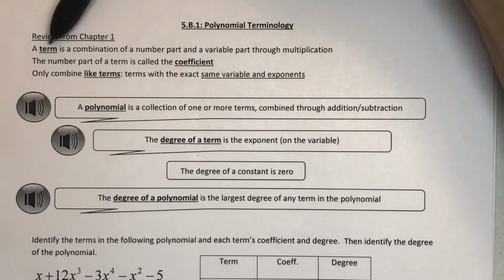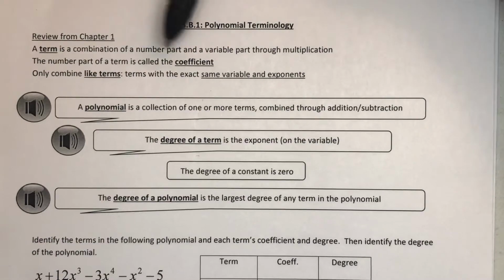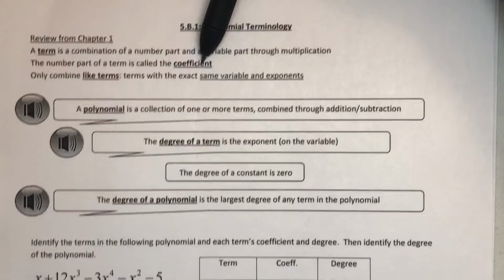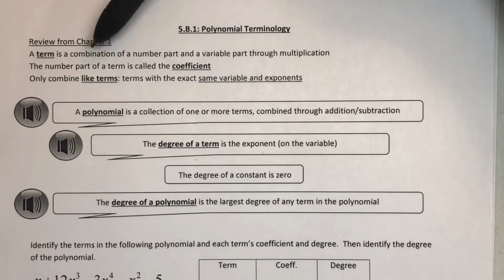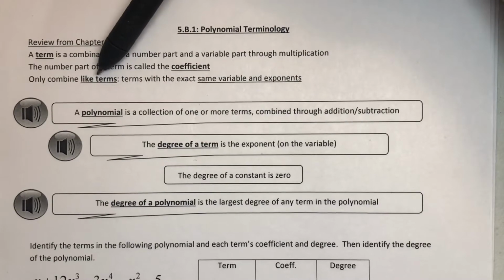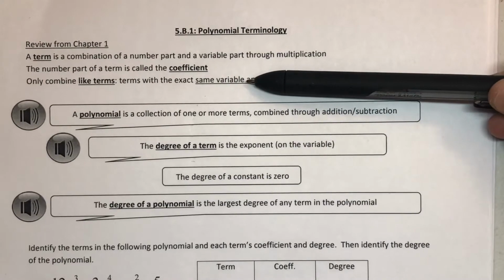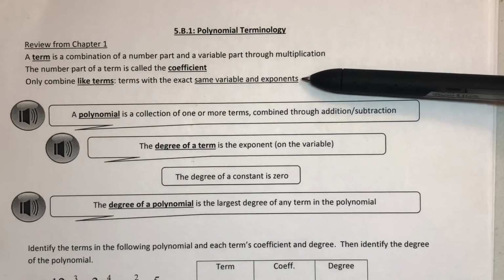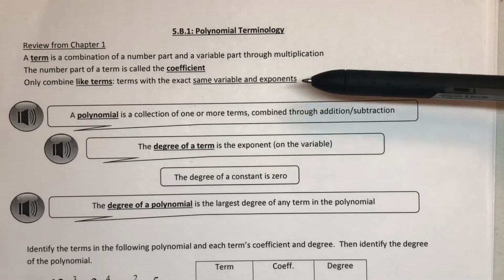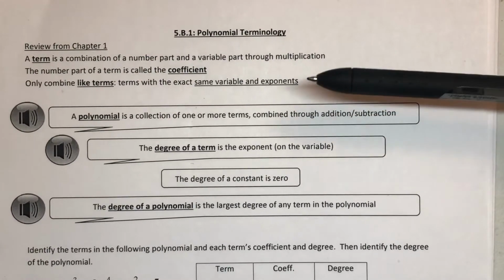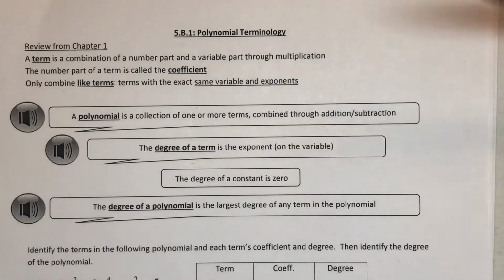The word term, we've talked about the word term, is a combination of a number part and a variable part through multiplication. We'll get more into that as we see some examples, but just a reminder, we've defined that. We've defined a coefficient as the number part of a term. And when we talked about like terms back in Chapter 2, we really focused on terms having the same variable, but I took the time to point out that it also was a requirement that those variables have the same exponents if they're going to be like terms. I knew that'd be important coming up in Chapter 5.